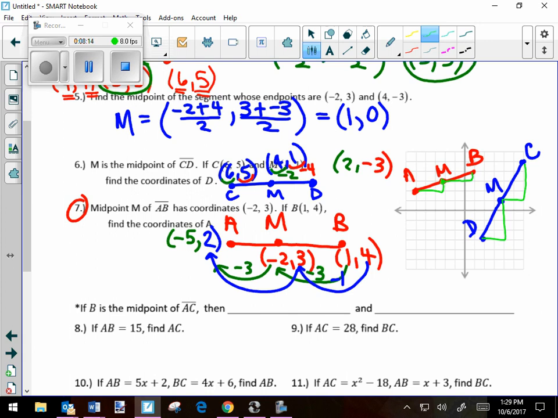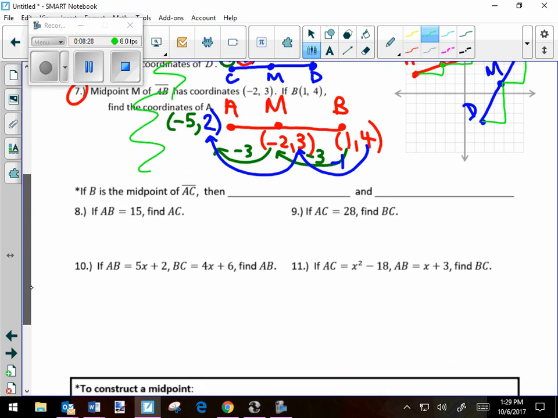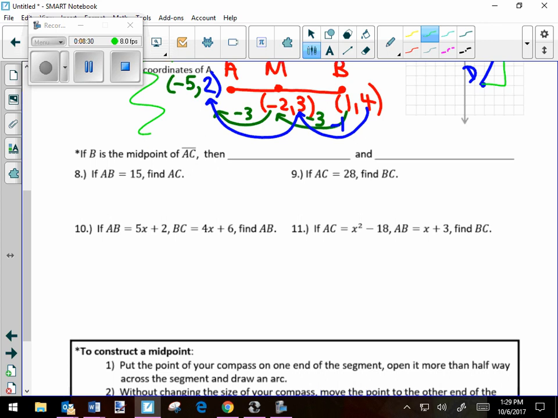So sometimes they give you the endpoint and the midpoint. You have to find out what's happening at the other end. You can calculate like we did here by seeing what happened and being consistent, or you can put it on your graph. In the next section, they're talking about B being the midpoint of the segment that goes from A to C. So I have a segment that goes from A to C, and B is the midpoint of it.